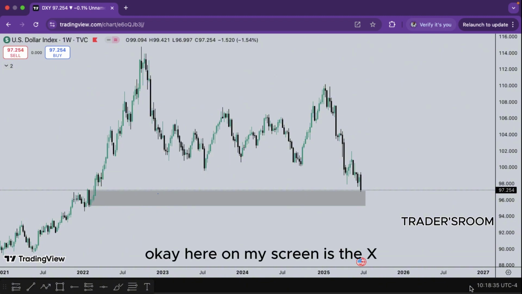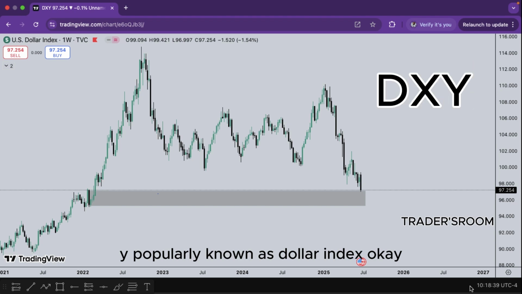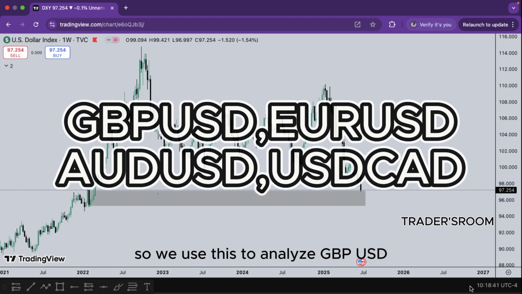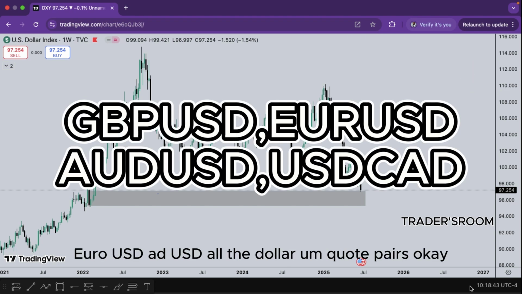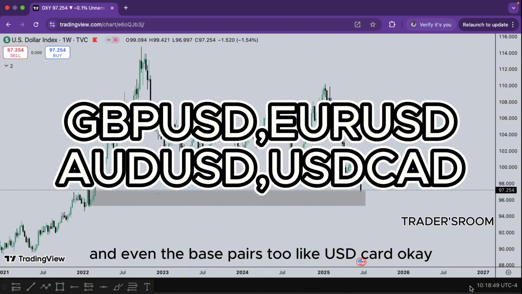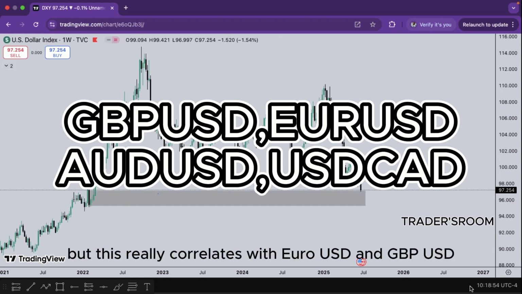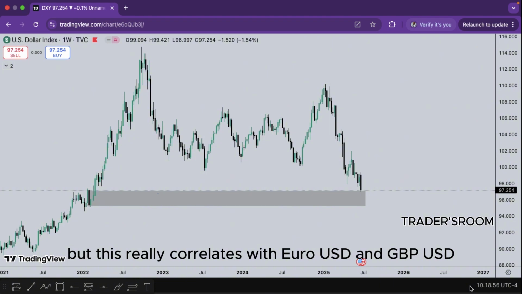Okay, here on my screen is the DXY, popularly known as the dollar index. We use this to analyze GBP/USD, EUR/USD, AUD/USD, all the dollar quote pairs, and even the base pairs too, like USD/CAD. But this really correlates with EUR/USD and GBP/USD.